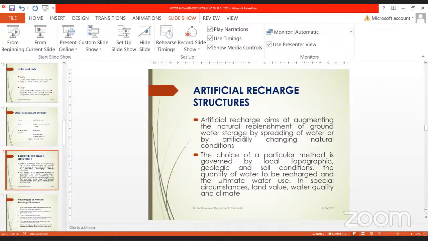Any choice or a method is governed by the local topography, geology, and general soil conditions, the quantity of water to be recharged, and the ultimate water use. In special circumstances, land value, water quality, etc., and the climate will come into picture.